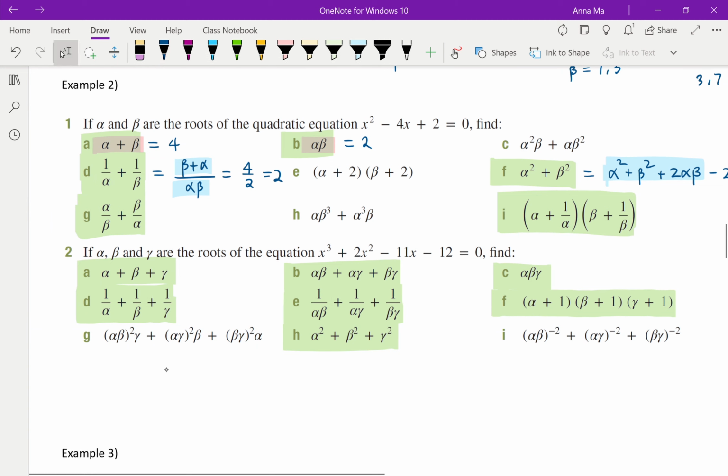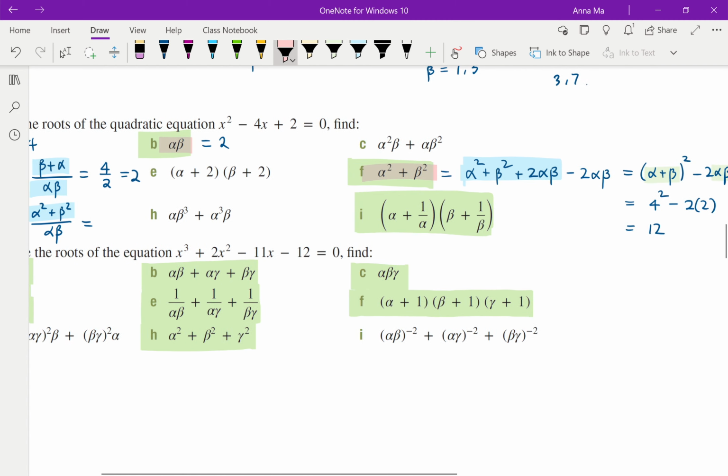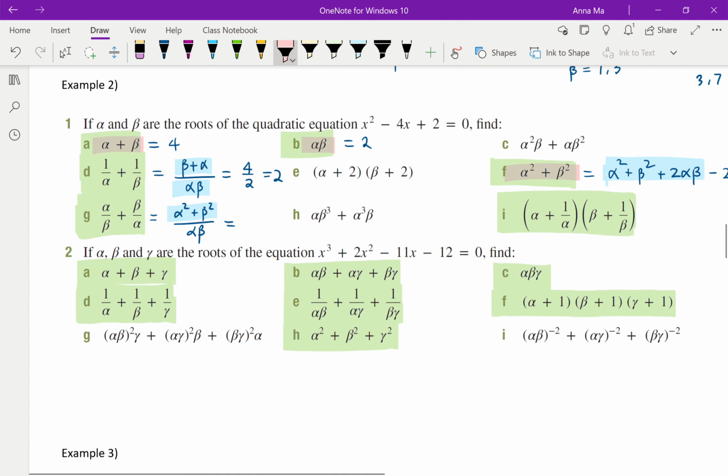Let's have a look at G. Similar thing, if I see addition of two fractions, I immediately think about combining them together. So I'll get alpha squared plus beta squared on alpha beta. Now the top expression is already what I've seen in F, and we already know that this expression is 12. So I can make use of that. I know it's 12 on 2, which is 6.